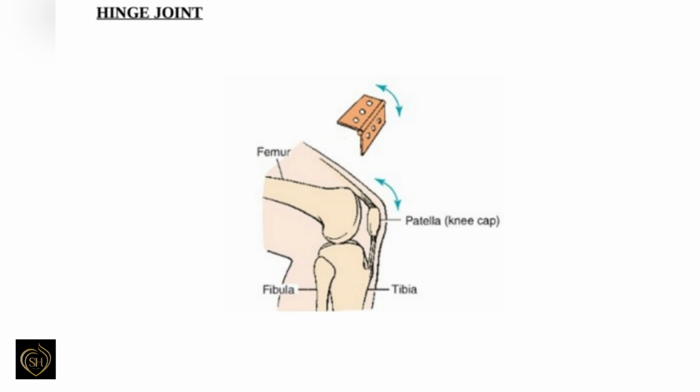Second one, hinge joint. In this joint, two bones are fitted like the hinge of a door, so it allows to and fro movements only in one plane. They are also provided with strong ligaments. Examples, elbow joint, knee joint, and joints between the phalanges of fingers and toes.